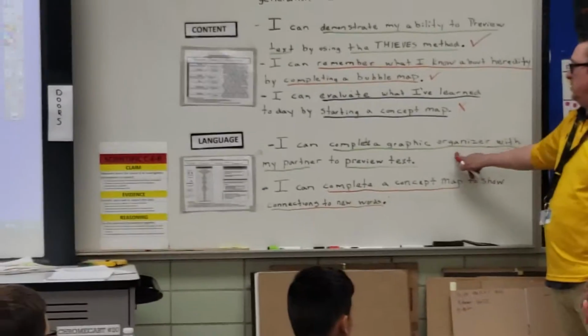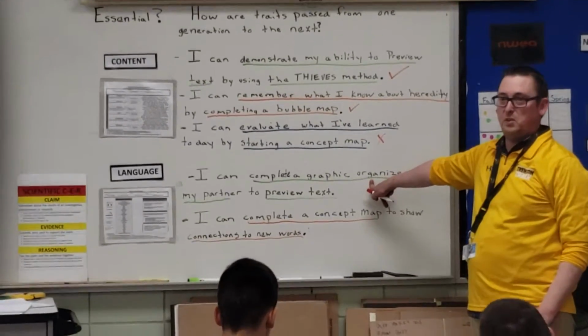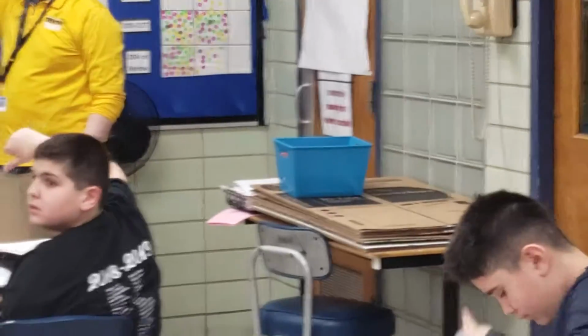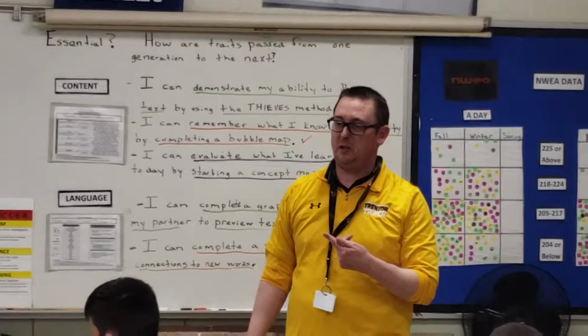And let's look right here, I could complete a graphic organizer with my partner to preview text. The themes worksheet, guys. That's a graphic organizer. Good. And you actually have more than one partner too, because we were rotating around. Alright, I can complete a concept map to show connections to new words. We didn't get to that. We'll get to it next time. And we're actually going to do it online on BrainPod. It's pretty cool, I checked it out.